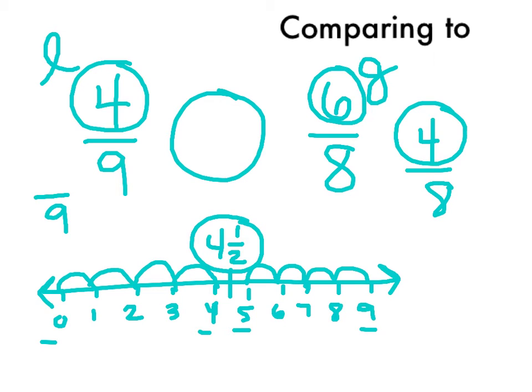So now I can see that this one's greater, this one's less. 6/8 is greater than 4/8. Wow, using half as a benchmark or an easy number, that's an easy way to do it. I know, I like it. I do too. All right.